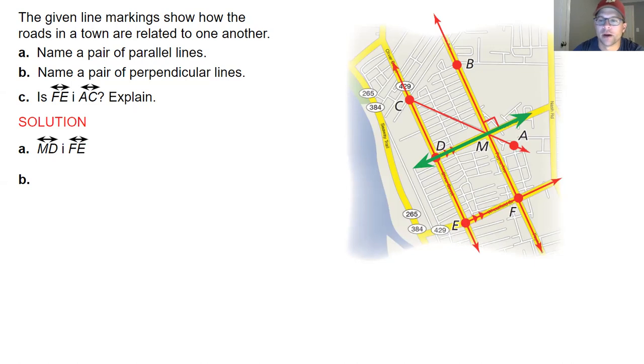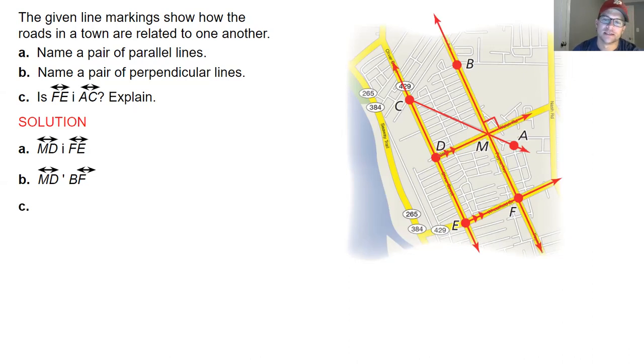Okay, now we're going to look at a pair of perpendicular lines. Again, in order for lines to be perpendicular, you have to see that 90 degrees or that red box at the point of intersection. So it looks like line AD or MD, depending on which point you're going through, and BM or BF is perpendicular to that, because you see that right angle box right there.